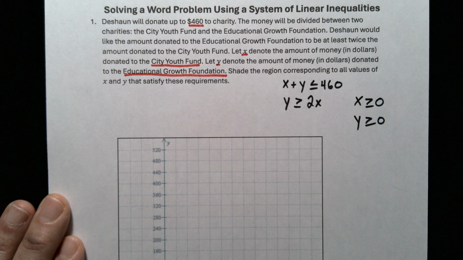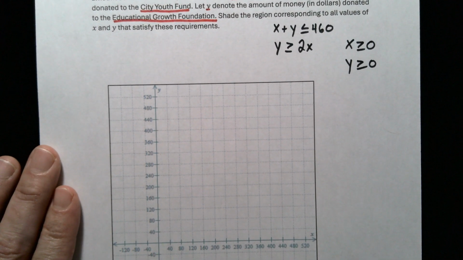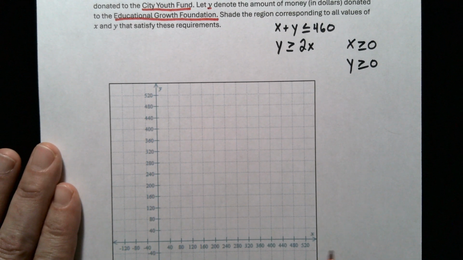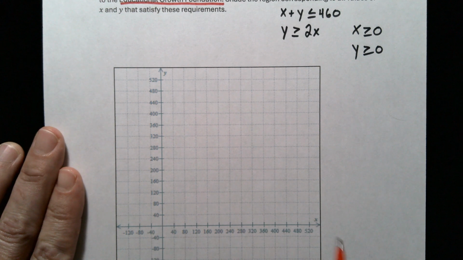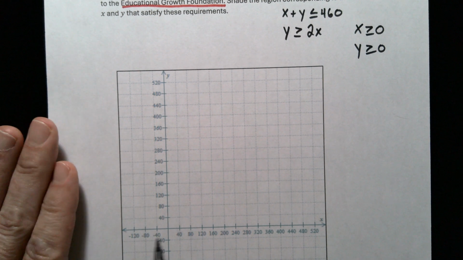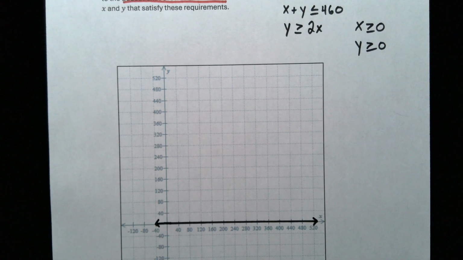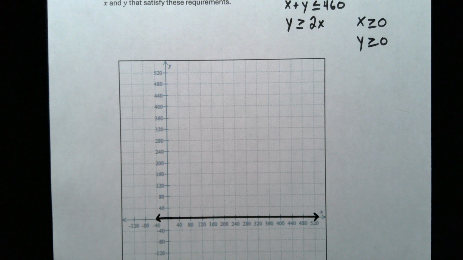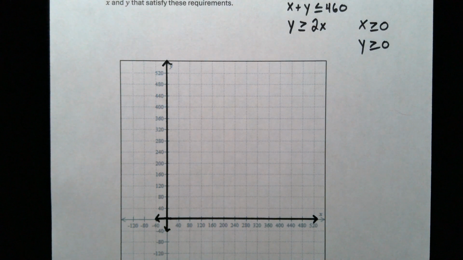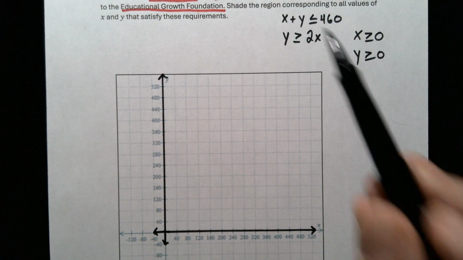All right, so let's go ahead and graph these. First, the X greater than or equal to 0. This is the X-axis down here. If it's greater than or equal to that, then there is a line right here on the X-axis. So let me draw that real quick. Okay, there's that line for greater than or equal to 0 for the X. Now I'm going to do the one for Y. Okay, so there's the one for Y. So I have to stay in this region here. Now I can graph these two lines.